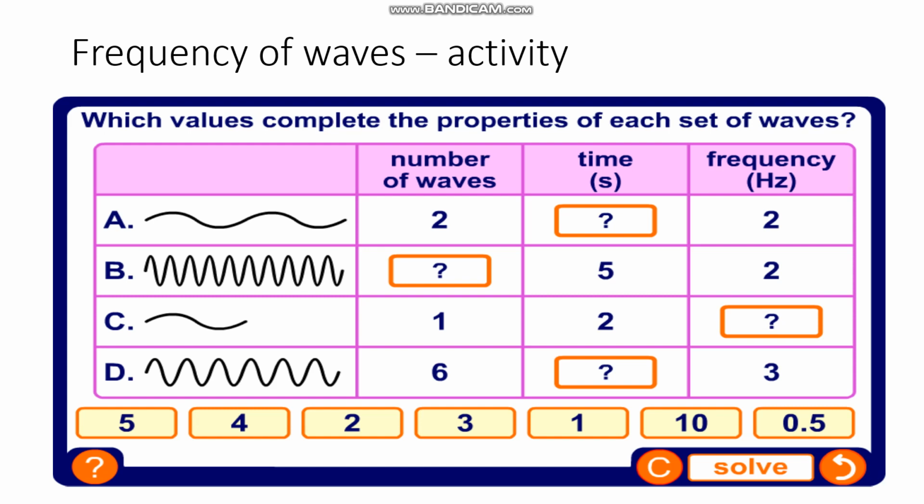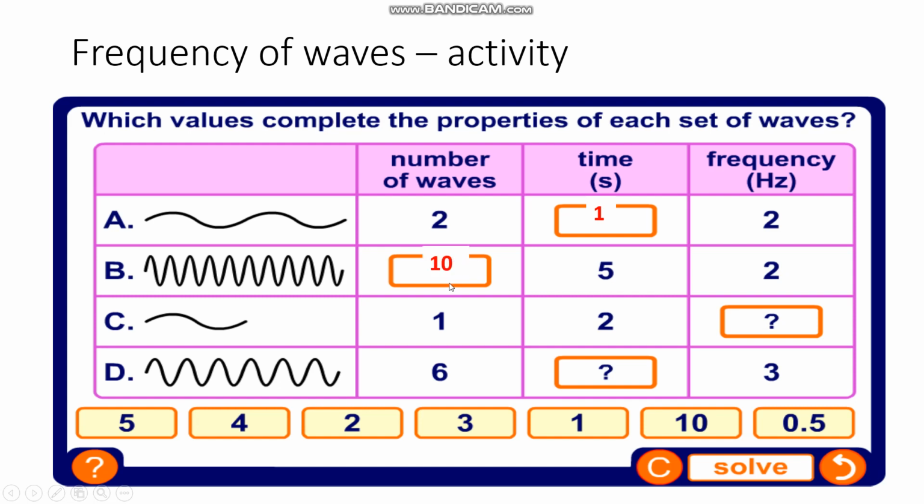Okay, solutions then. Part A, you've got to work out how long it's taken to make that picture. The frequency of the wave is 2 hertz, which means 2 waves are made every second. We've got 2 waves in the picture, so the time taken must have been 1 second. Here, you've got to work out the number of waves. The frequency tells us how many waves are made each second, 2. It's on for 5 seconds, 5 times 2, 10.